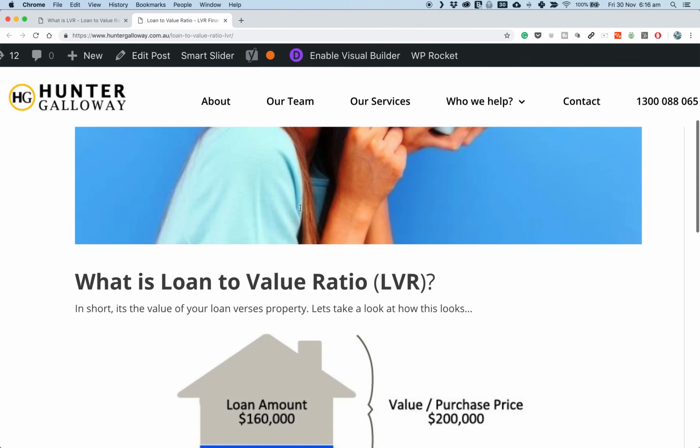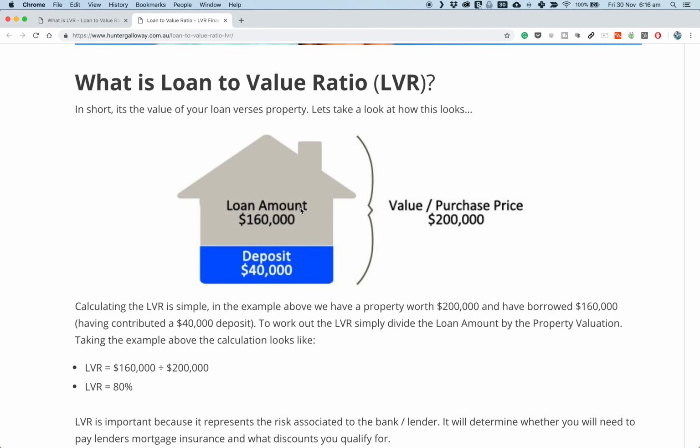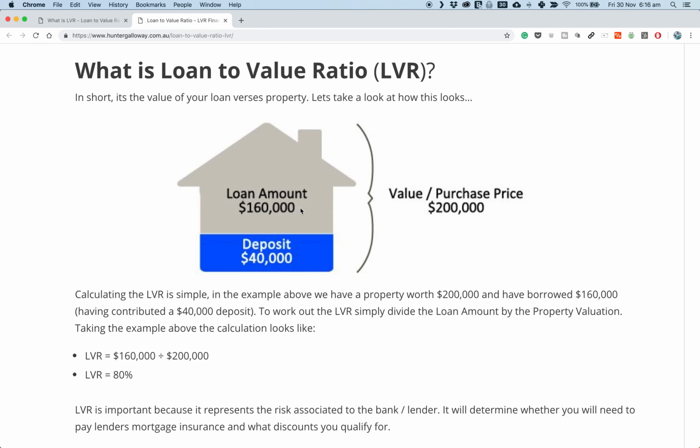So that's how to calculate LVR or loan to value ratio. It's pretty simple. In short, you get the loan amount, you divide it by the purchase price, and it spits out a percentage. Really easy.